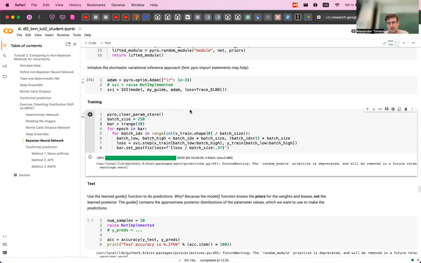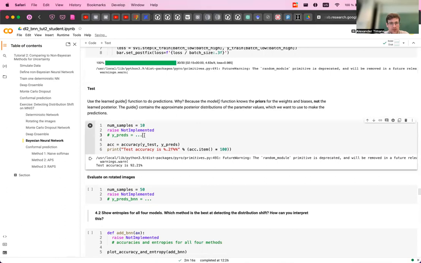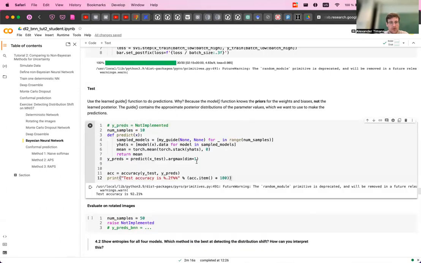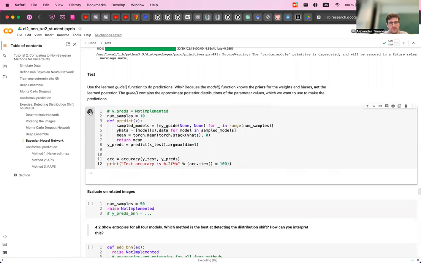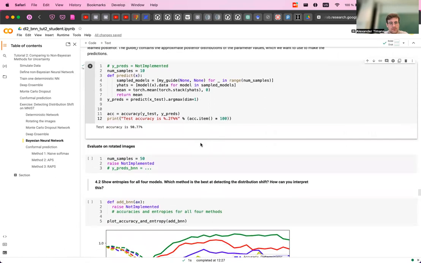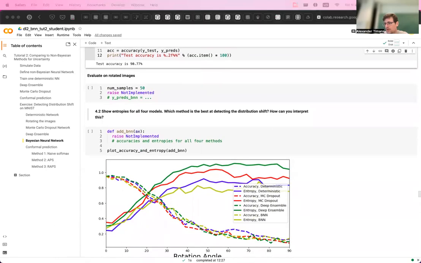So I mean, there's work in there, but yeah. All right, so we trained it. And now we will run our prediction. So in this case, we will take 10 samples of our posterior, our approximate posterior, and basically average over those. All right, test accuracy is definitely okay.